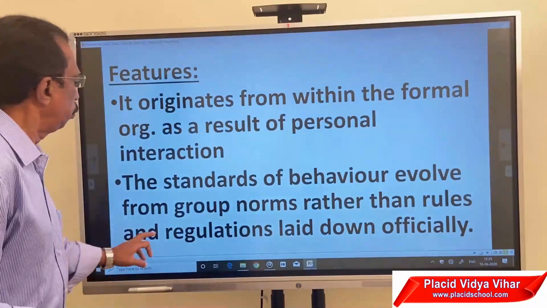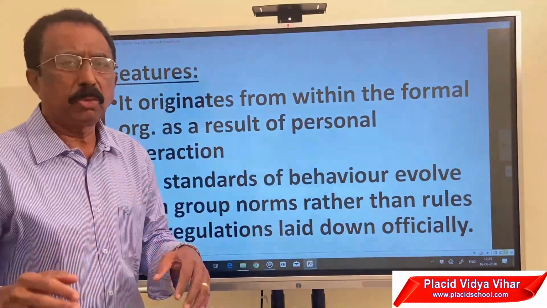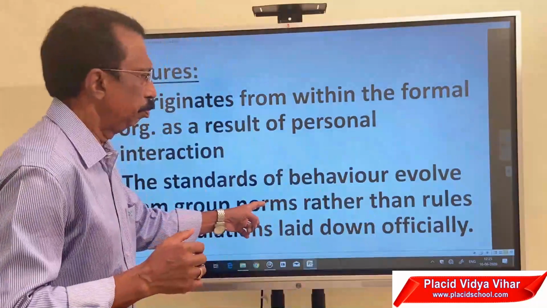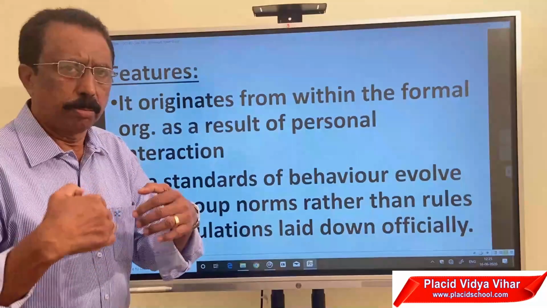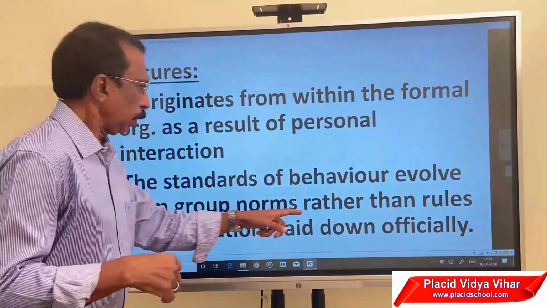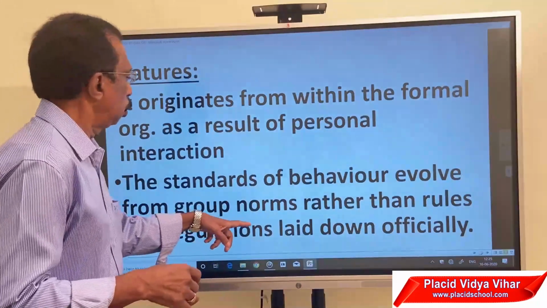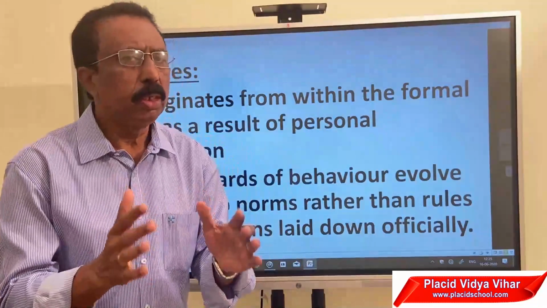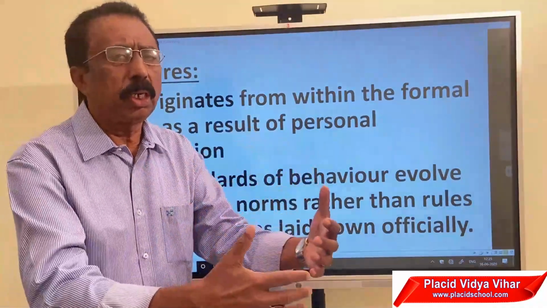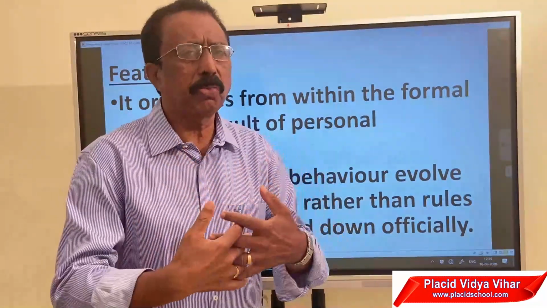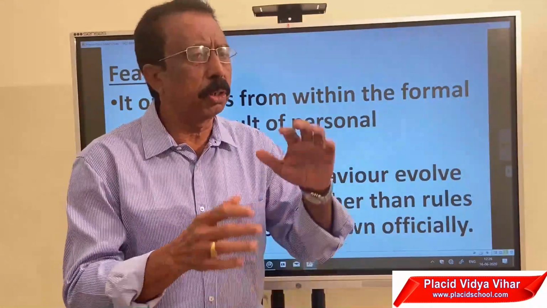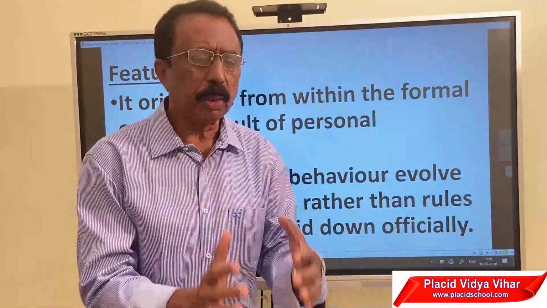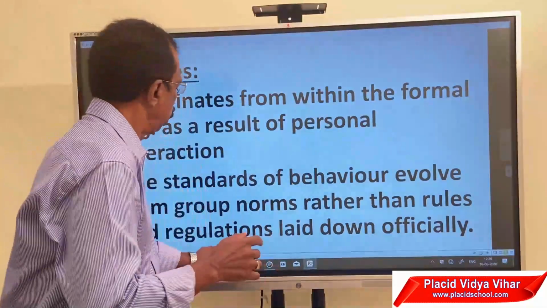The standards of behavior evolve from group norms rather than rules and regulations. In the case of formal organization, we have seen personal relationship is not given much importance. But here, this is starting only because of that personal relationship. The standards of behavior evolve from group norms rather than rules and regulations. Now here, just like the formal organization, rules and regulations may not be there. Joining hands with 4 or 5 of our friends who have the same interest, we will be making rules and regulations. No written or rigid rules and regulations will be there. We will be making rules and regulations according to our interest. Whatever is good for us, we will make the rules and regulations.